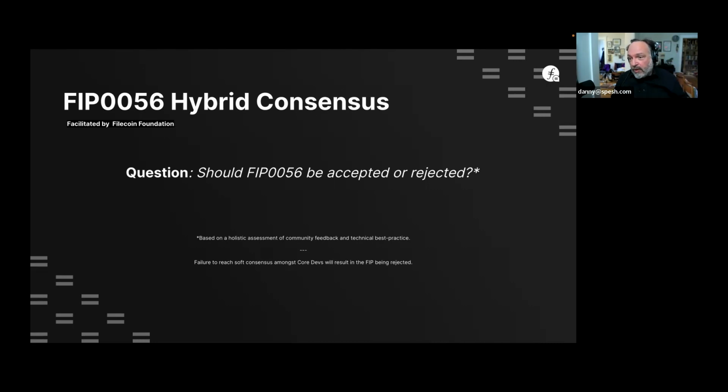For those of you who don't know, I'm with the Filecoin Foundation. I'm senior fellow. I've seen other situations from the W3C to other organizations go through soft consensus. So I have some experience of the process and happy to help where I can.